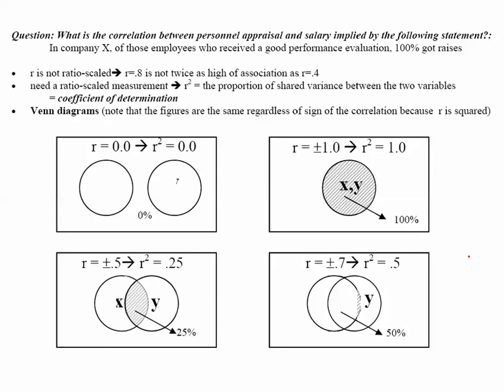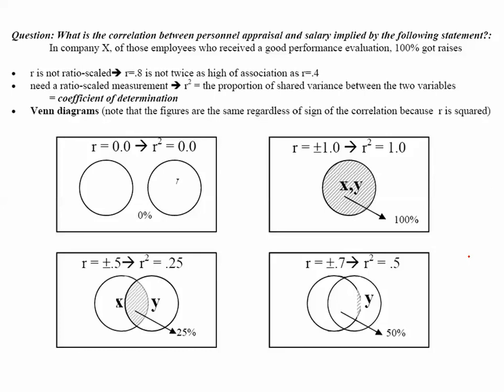So what is the correlation between personnel appraisal and salaries implied by the following statement? Now we'd assume that if the appraisal is high, we would expect salaries to go up. In Company X, of those employees who received a good performance evaluation, 100% got raises. Well, that kind of implies this perfect correlation. But we probably wouldn't find that the correlation coefficient is 1 or perfectly positive, because the magnitude of those raises, even though all of them received raises, might be different.